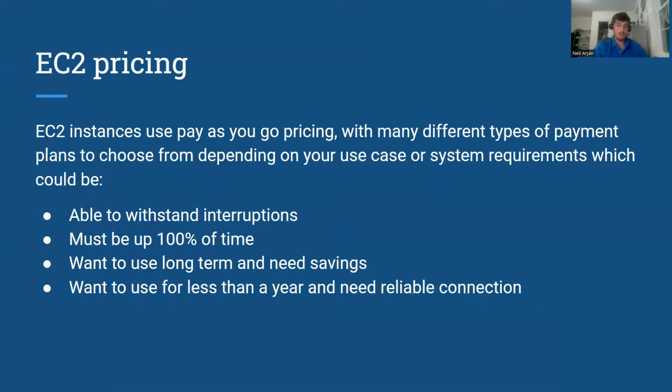EC2. So EC2 uses pay-as-you-go pricing, and there are different kinds of payment plans that you can opt for depending on your use case. The different use cases that you can pick from would be: is your application able to withstand interruptions? Do you need to have your application running 100% of the time? Do you want your application only to run for a short amount of time, like less than a year? Do you need it to run 1 year or 3 years? Or do you need an extra layer of security and protection such that you need 100% runtime and complete discretion to your EC2 instances? So for each use case, there is a specific plan.